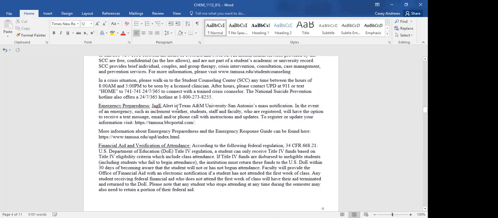Emergencies. There is a JAGI alert system here on campus. So if there's any emergency, a notification should go through there.